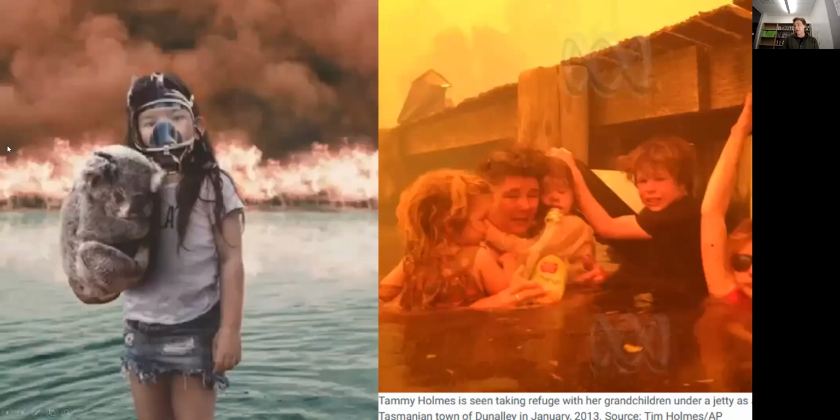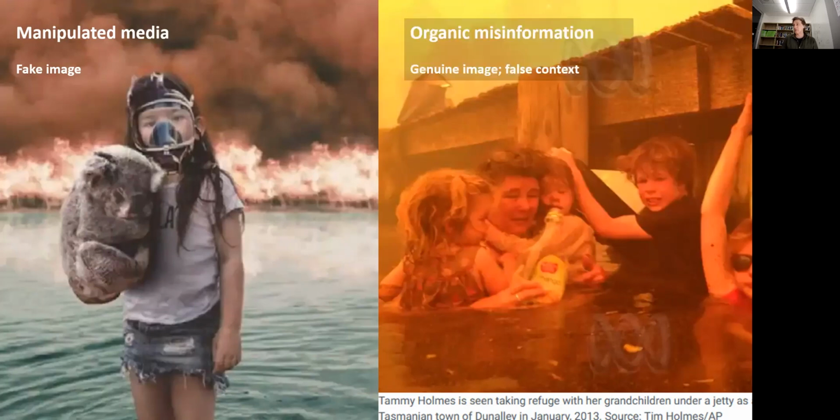Here also from the bushfires, a couple of other images, again looking at different phenomena, if you like. On the one hand, we have an example of manipulated media or a fake image, a photoshopped image, essentially, of a girl wearing a mask to protect herself against the smoke, holding a koala in a very casual way. So again, a very impactful image, but a fake one. And on the other side, we have, again, an example of organic misinformation. This was spread also at the same time in the late 2019, early 2020 bushfires, as if it were an image taken from that time. But it's actually an older image taken from the Tasmanian fires in 2013. So again, it's a genuine image, but it's being shared in a false context.